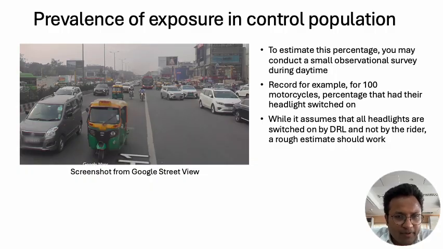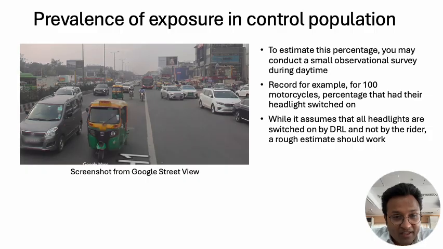So one way to do that would be that you go on different roads in your city, in the study area that you are looking at, and maybe make a total of about 100 motorcycle observations. Out of that, you will know which of those motorcycles had their headlight on. Now, those 2 numbers, the number of motorcycles with headlight on divided by the total observations you made, is that input that you need for sample size calculation.